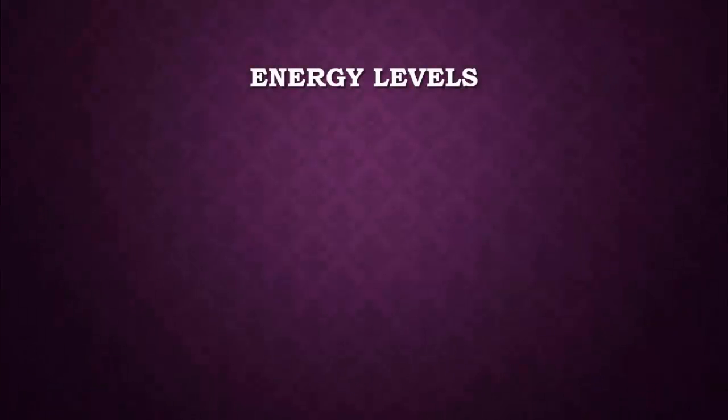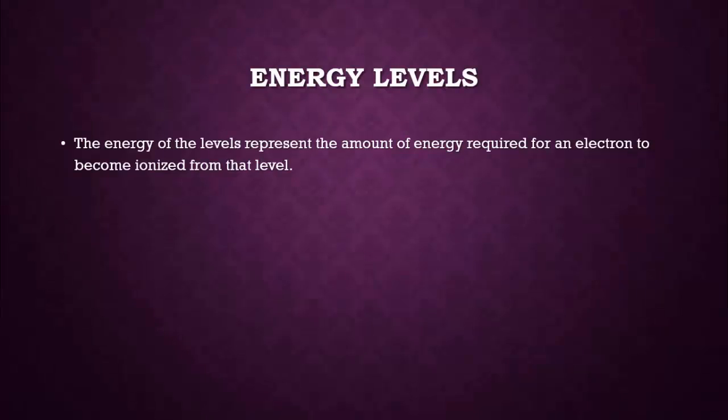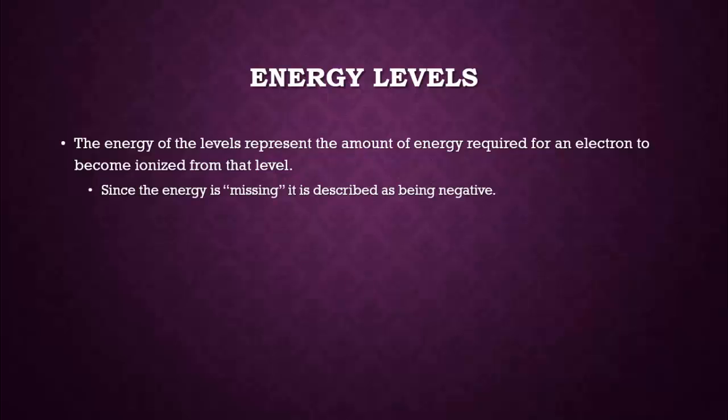Let's talk a little more about the energy levels themselves. The energy of the levels represents the amount of energy required for an electron to become ionized from that level. Since the electron is basically missing this energy, it's described as being negative. Keep in mind that there's no such thing as negative energy. It's also important to note that electrons cannot exist between energy levels. They are either on n equals 1, 2, 3, 4, 5, 6, or they have gained enough energy to become ionized.